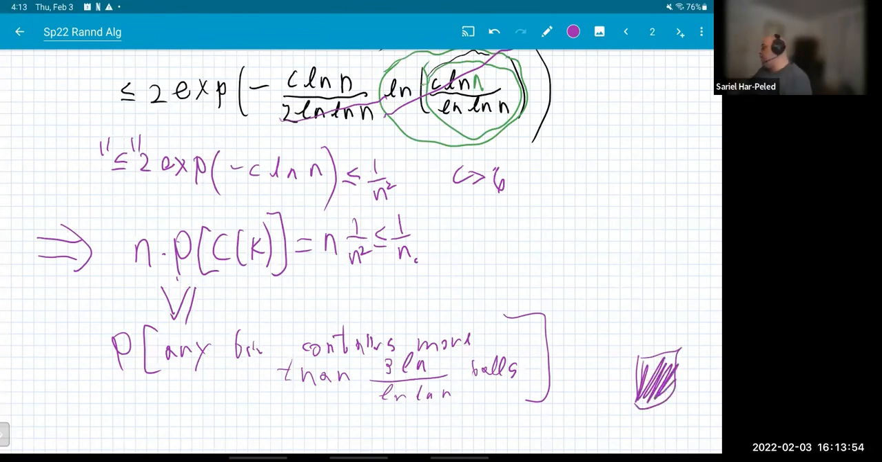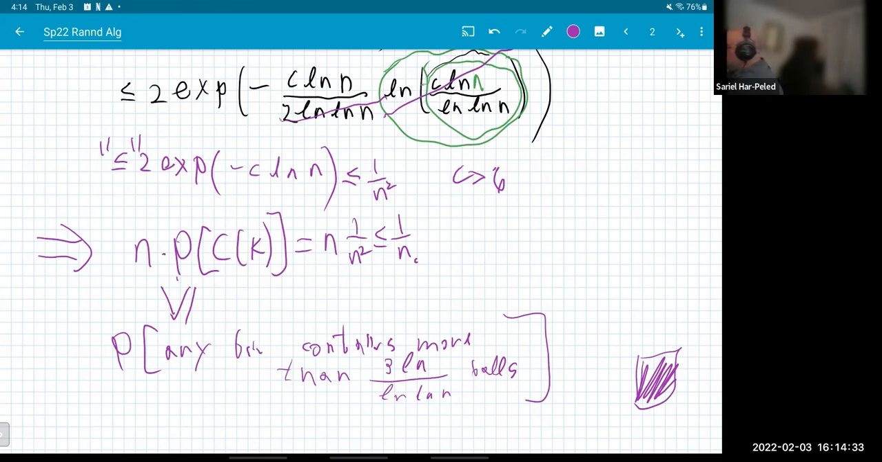Okay. So that implies that no bin contains more than log n over log log n balls. And essentially, you can go through the calculation I did. I bounded it from above, but you can do the bounding from below. And if you do this, you would get the same result, up to a constant. Namely, with very good probability, there is going to be a bin that has roughly log n over log log n balls, right?